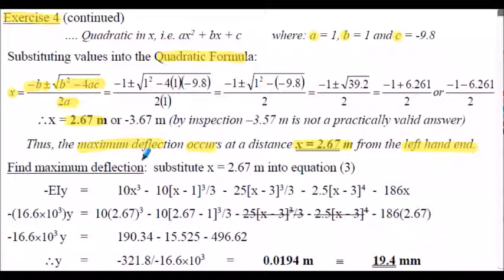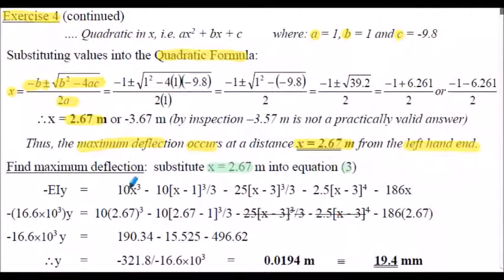All I do now is put the value of x equals 2.67 into equation 3 that I calculated on the previous slide for the deflection equation. So here, here, here, here, and here. But we can clearly see that this bracket will disappear, the same with this bracket, so they're ignored from our calculations because the value inside the bracket is negative.